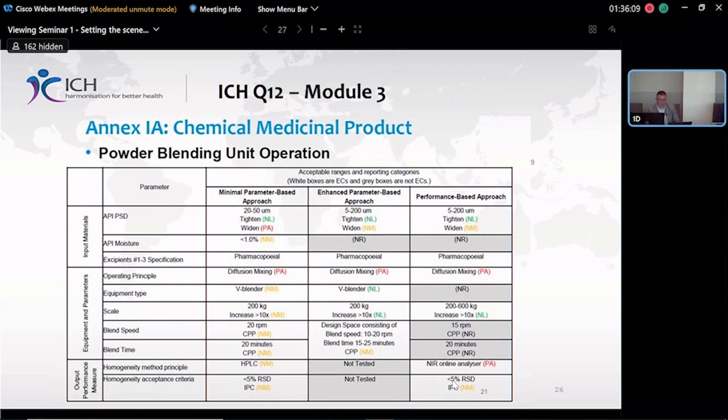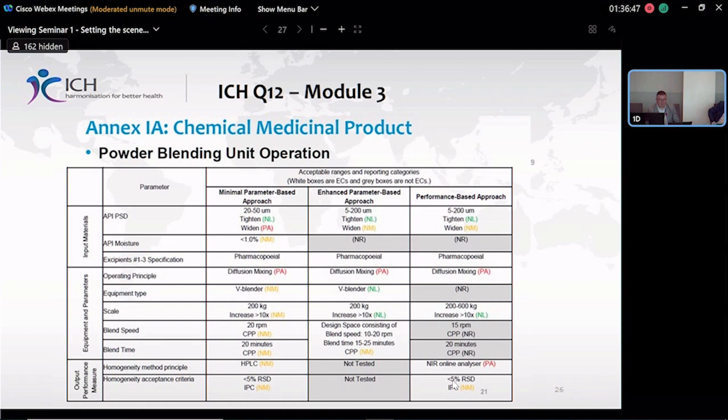So maybe they've run their 3 batches, they've always run their system with a blend speed of 200 and a blend time of 20 minutes. So following that minimal approach, they know it works for these 3 batches. They know they've gotten a homogeneous blend, but they don't really know what happens outside of what they've done. So there's a couple of changes here. If they change the moisture content of the API, they haven't studied it in detail, so they don't know, will a moisture content above 1 have an impact on quality? So that will require a notification moderate.